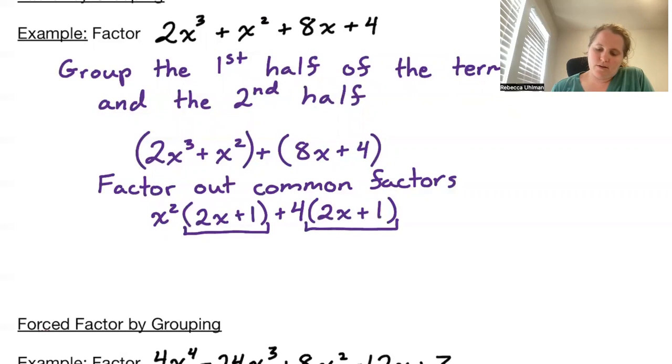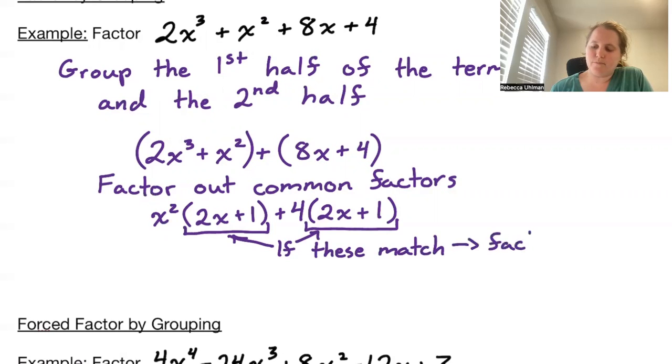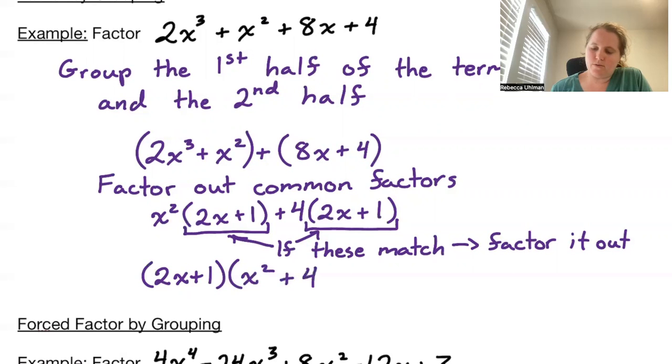So if these match, then we can factor it out. So we can pull a 2x plus 1 out front, and we are left with x squared plus 4 at the end.